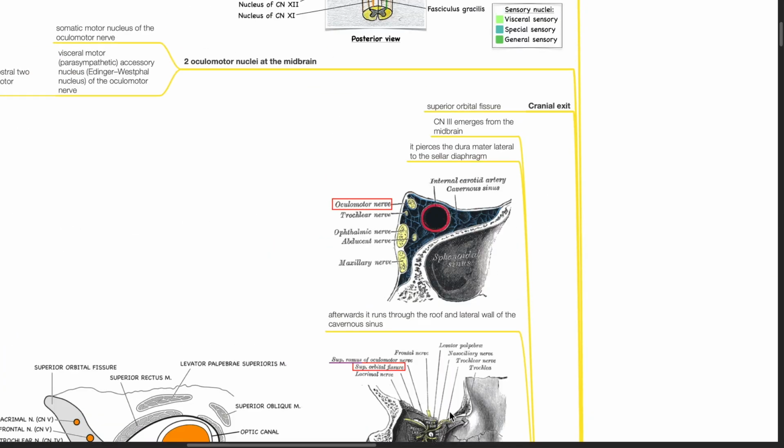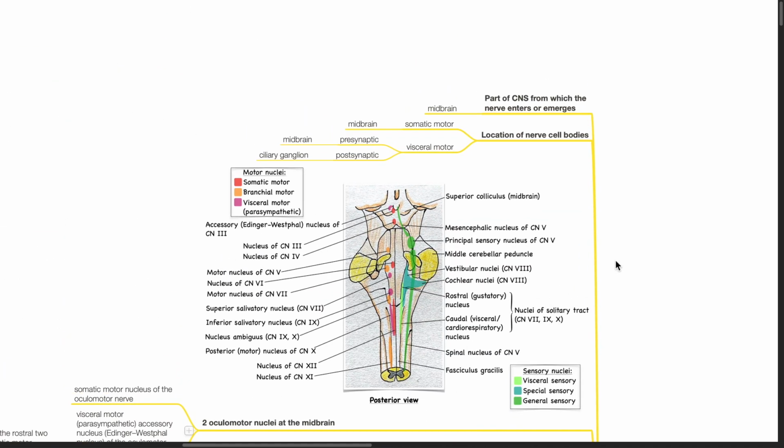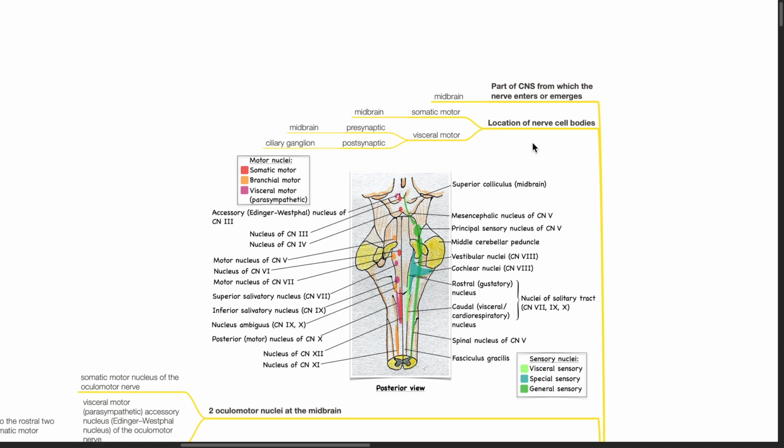Oculomotor nerve, cranial nerve 3. The oculomotor nerve arises from the midbrain. Location of nerve cell bodies for somatic motor is located in the midbrain. For visceral motor, presynaptic is located in the midbrain, postsynaptic located in the ciliary ganglion.